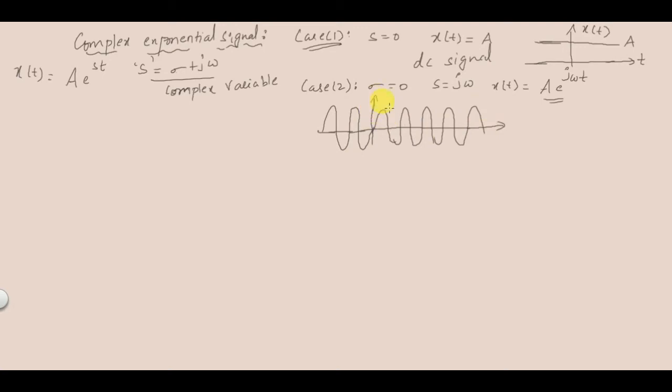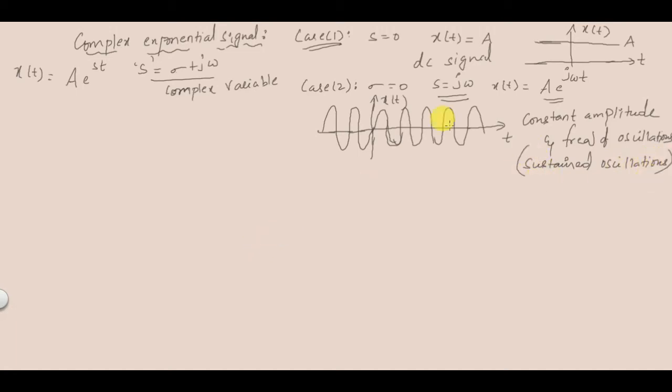Okay, so this will be the x of t in this case. So when sigma is equal to 0, s is equal to j omega, so x of t is equal to this. So it will have a constant frequency, that is omega. So output is constant amplitude and frequency of oscillations, or it is called as sustained oscillations. So this is case 2.